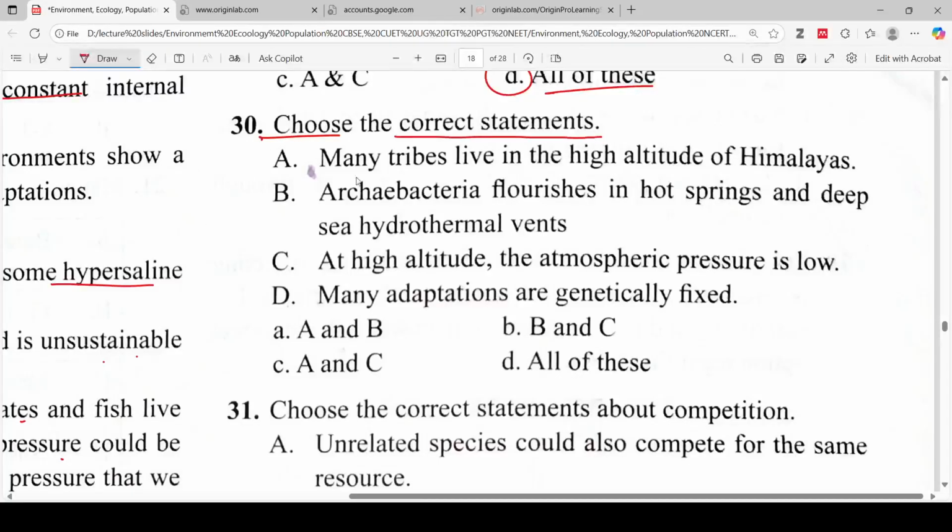Choose the correct statement. Many tribes live in the high altitude of Himalayas. Archaebacteria flourish in hot springs and deep sea hydrothermal vents. At high altitude, the atmospheric pressure is low. Many adaptations are genetically fixed. So the correct answer is option D. All these statements are correct.